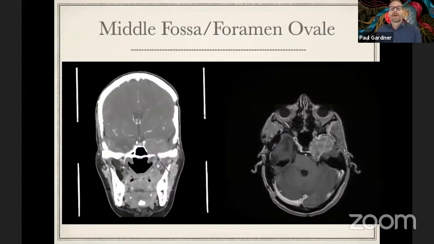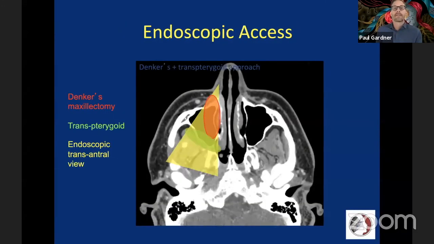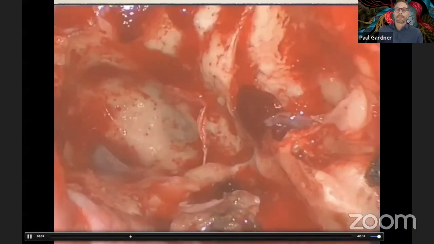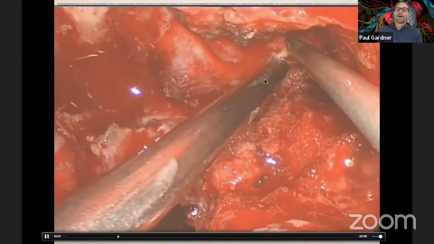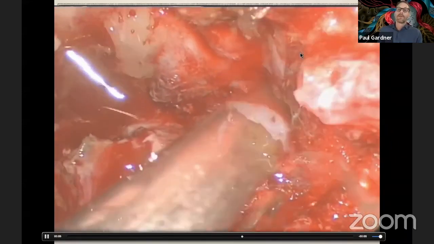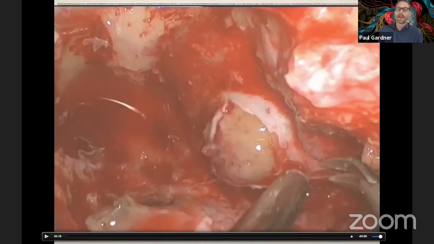Middle fossa can rarely be accessed also. Here's a patient with a multiply recurrent meningioma extending in the middle fossa. We did a Denker's extended maxillary antrostomy. Here you see sacrificing the Vidian, drilling out the pterygoid all the way out to foramen ovale. We can open lateral to foramen ovale, decompress the tumor in the posterior fossa as well as in Meckel's cave.